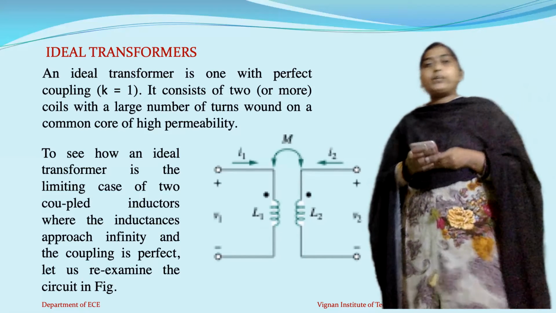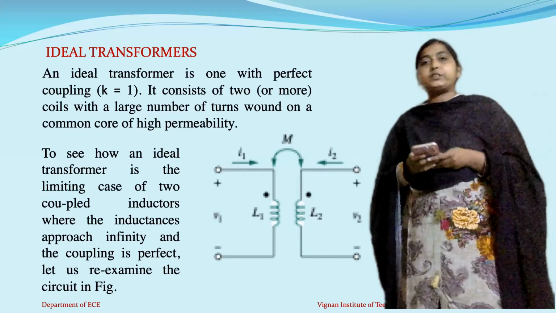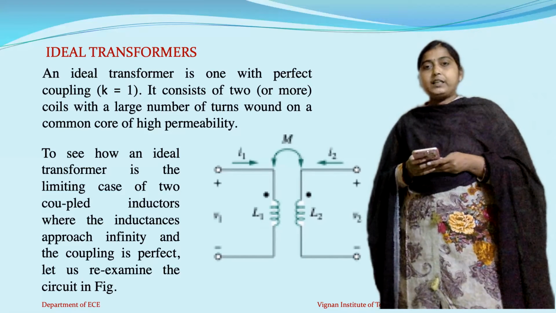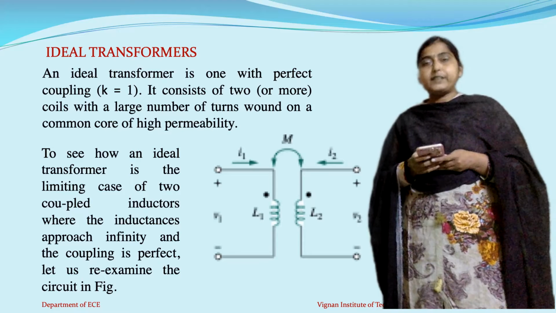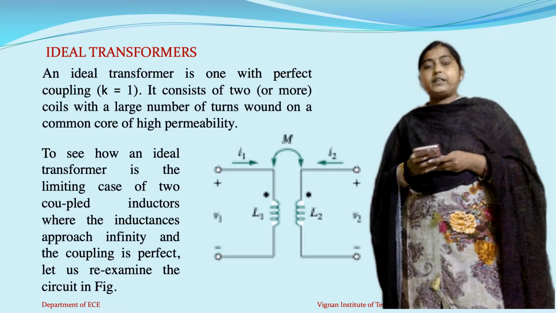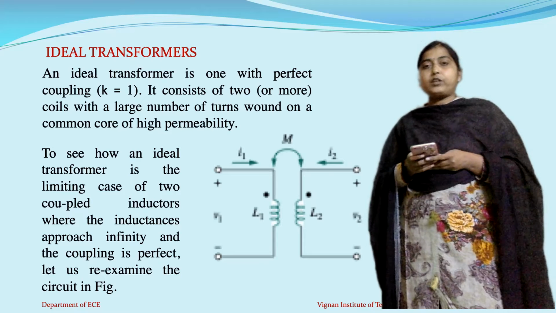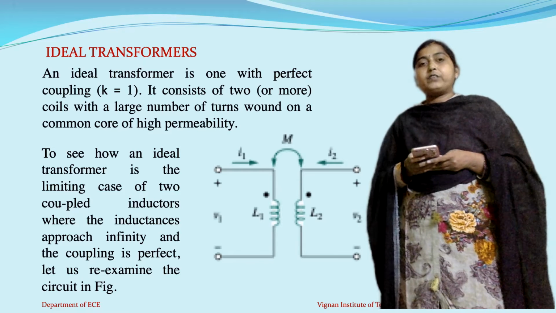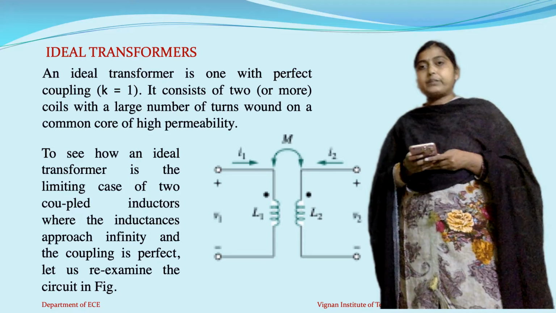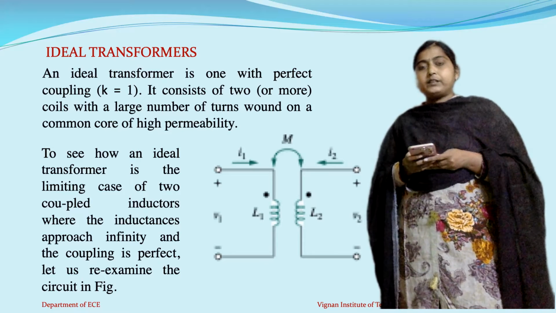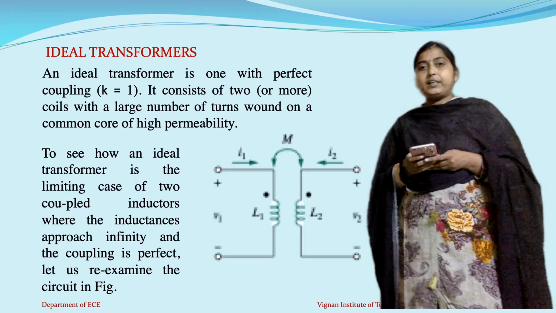Then coming to magnetic circuits, we have discussed how circuits are magnetically coupled, and then series aiding, parallel aiding, series opposing, and parallel opposing based on dot convention. Then we discussed the importance of the coefficient of coupling, represented by K. Then we solved a few problems based on magnetically coupled circuits.